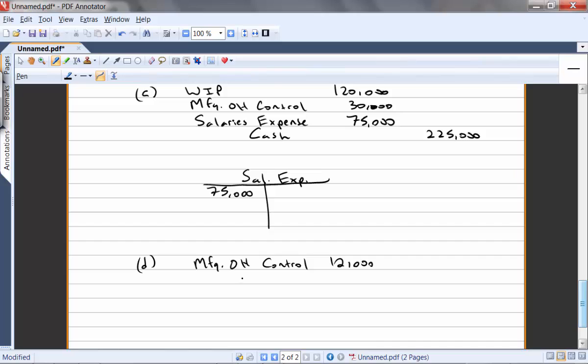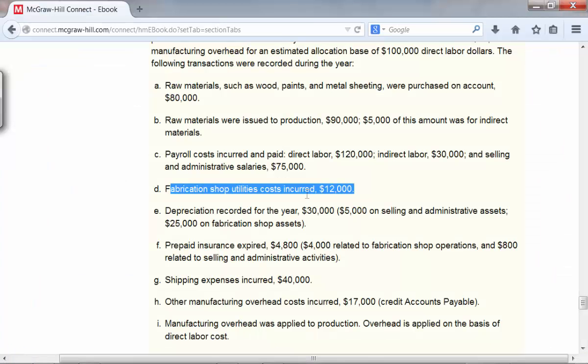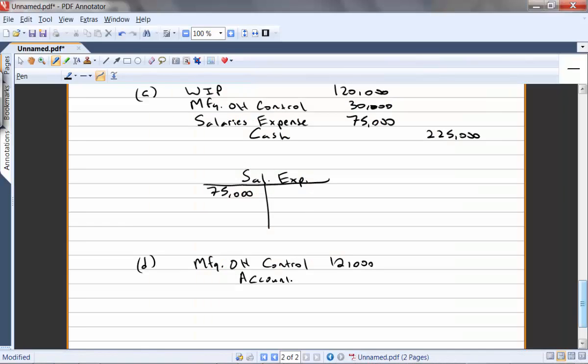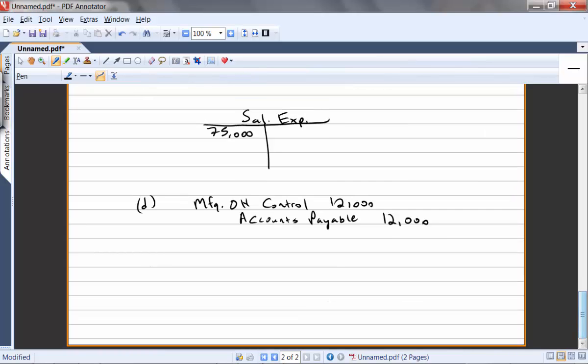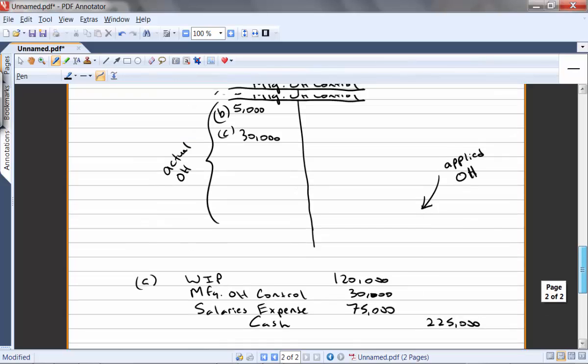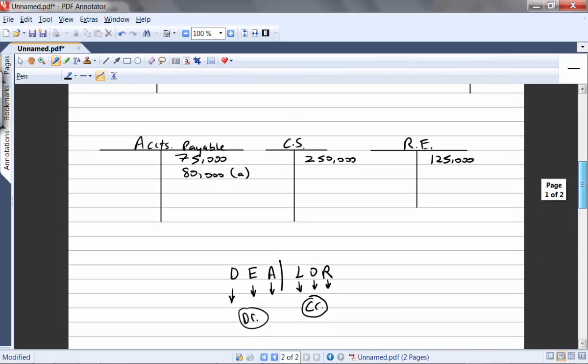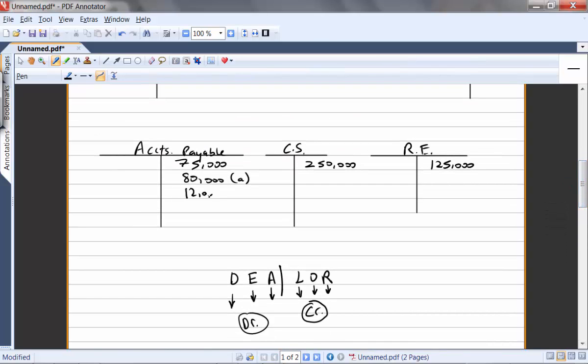So we put them in the manufacturing overhead. We can just credit. It says they were incurred. It didn't say they were paid. So that means we hadn't paid them yet. So we have a liability to pay them. I'll just put it into accounts payable. I'm not going to set up a separate liability account for each one of these things. I'm not going to set up utilities payable and all this. So we got $12,000 in manufacturing overhead control. And accounts payable has $12,000 extra added to it.